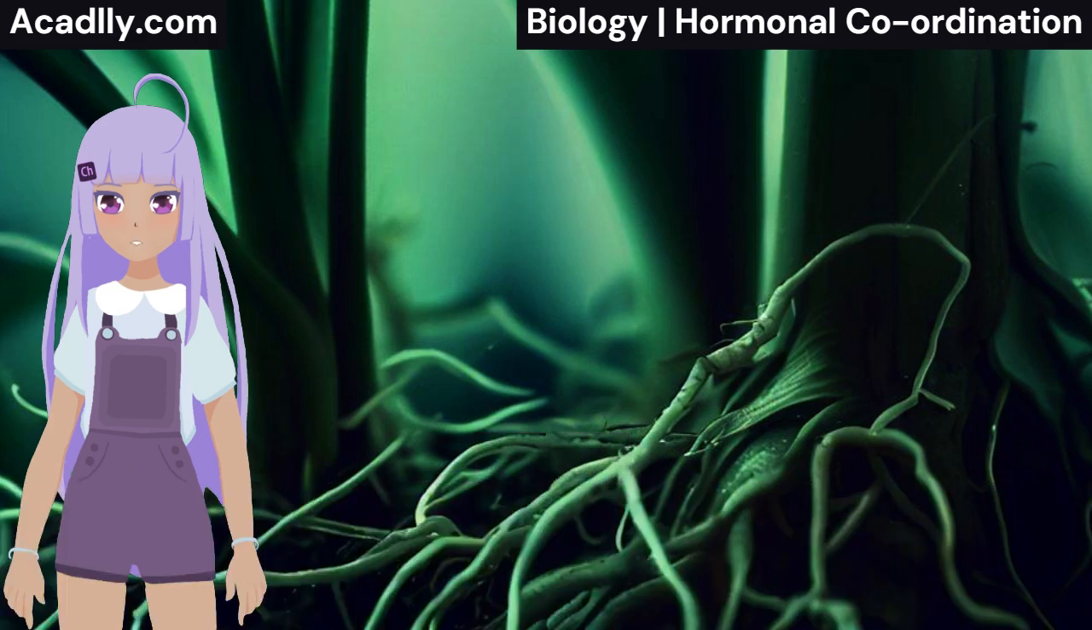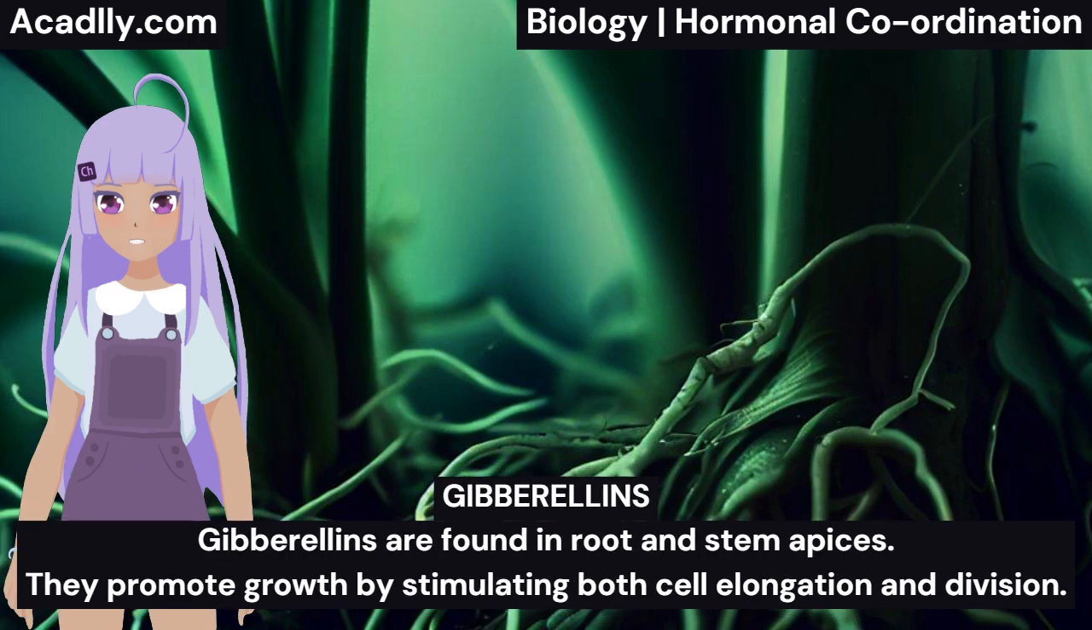Auxin A. influences stem growth towards light, positive phototropism, and root growth away from light, negative phototropism. B. stimulates the development of lateral and adventitious roots for increased water and mineral absorption. C. inhibits the growth of lateral buds, causing apical dominance. D. promotes fruit development. E. breaks seed dormancy, promoting early germination.